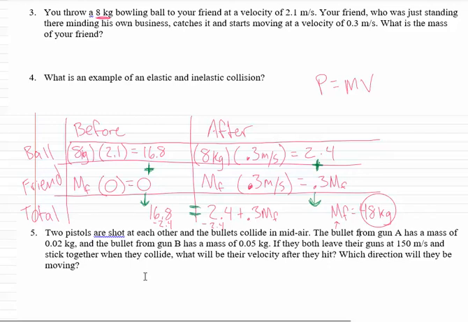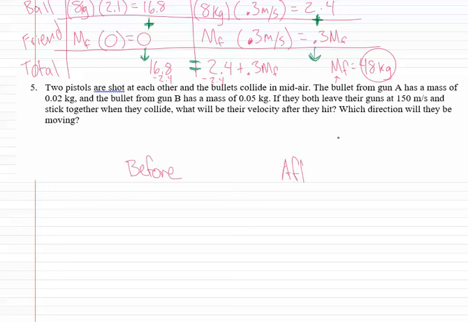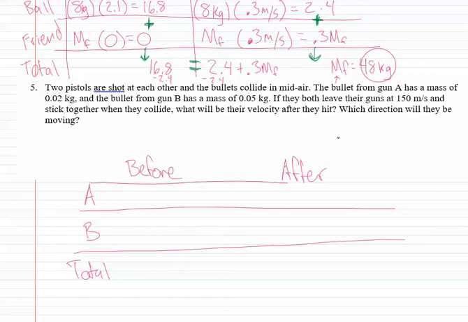For number 5, it says 2 pistols are shot at each other, and the bullets collide in midair. So we're going to have another conservation of momentum problem, so I'm just going to get started setting up my before and after table. And we've got 2 bullets, so since they're both bullets, we're going to say bullet A and bullet B, it looks like. So I'm just going to put A and B and total. And now we have all of the makings of our table.